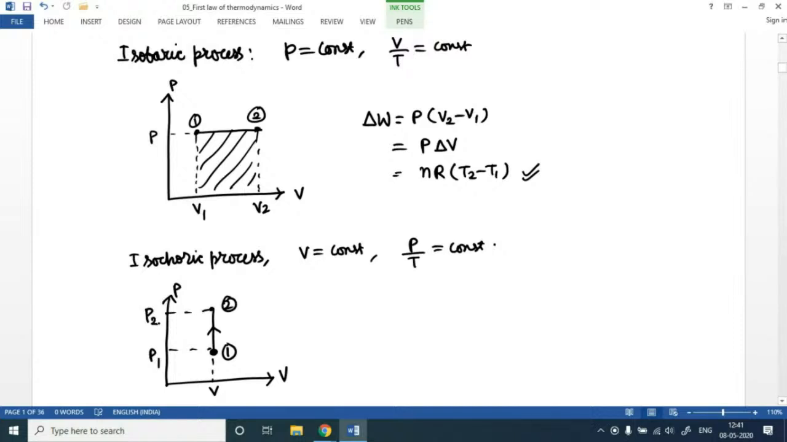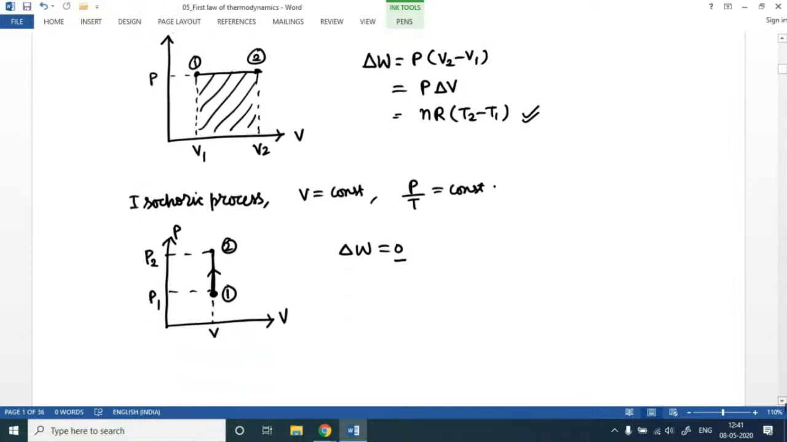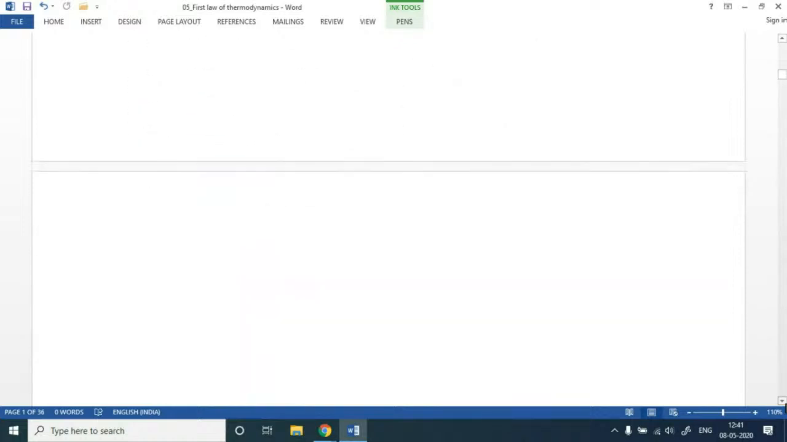And you can clearly realize that the area under the curve is simply equal to 0. So that is a very, very important result: the work done by the gas for an isochoric process is equal to simply 0. So these are a few things about work done by gas, which we will obviously talk about more in the coming discussion.